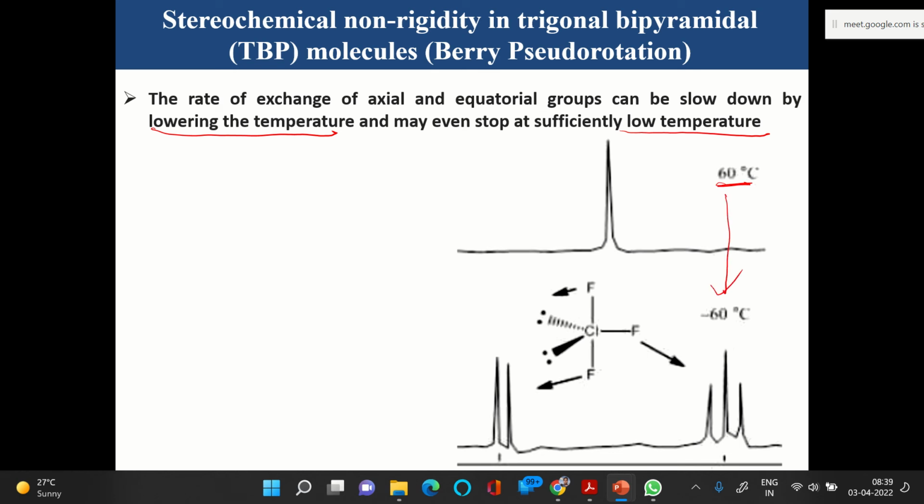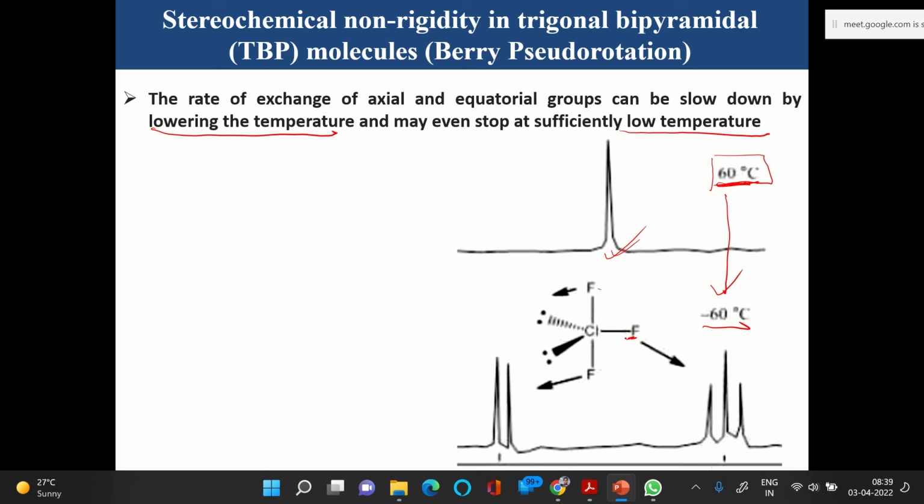The ClF3 molecule has two lone pairs in the equatorial plane, and one fluorine in the equatorial position. Initially, if the spectrum is taken at 60 degrees Celsius, you get a singlet. All the three fluorines are equivalent. But if you lower the temperature, then they become distinguishable.